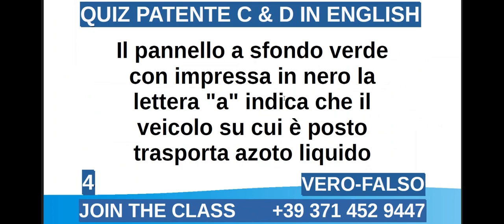It is false because the vehicles that have the A at their back are used for materiale deperibile, which is product that easily gets spoiled. So these products are being kept in a fridge. So that's why the answer is false.